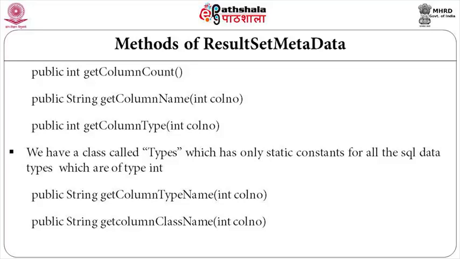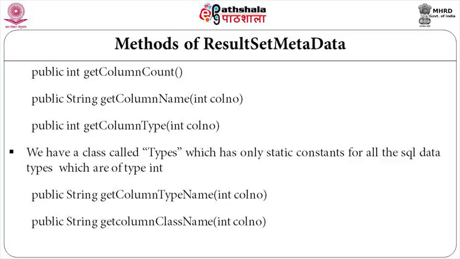Once you have obtained a ResultSet object, you can use the method getMetaData to get an instance of ResultSetMetaData, and then let's see how we obtain information about all the columns in this ResultSet. So let's now switch to the methods of ResultSetMetaData. First, you'll be interested in knowing how many columns we have. For that, we have a method called getColumnCount. It returns an integer value.